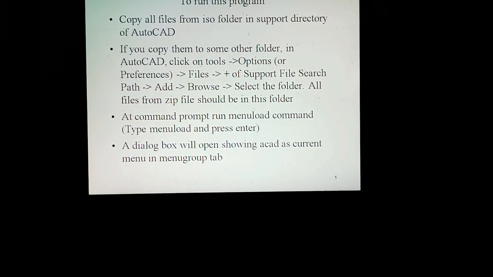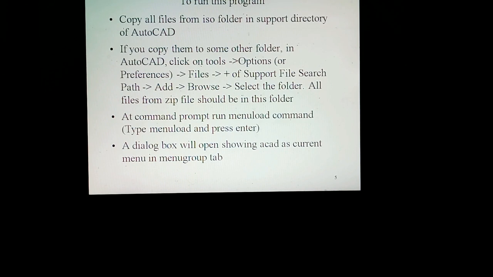How to draw with the Piping Isometric Program. To run this program, copy all files in the isometric folder to the support directory of AutoCAD. If you copy them to some other folder, in AutoCAD click on Tools and then Options or Preferences, then Files, then the plus sign of Support File Search Path, and then Add, then Browse, and then select the folder. All files from the zip file should be in this folder.